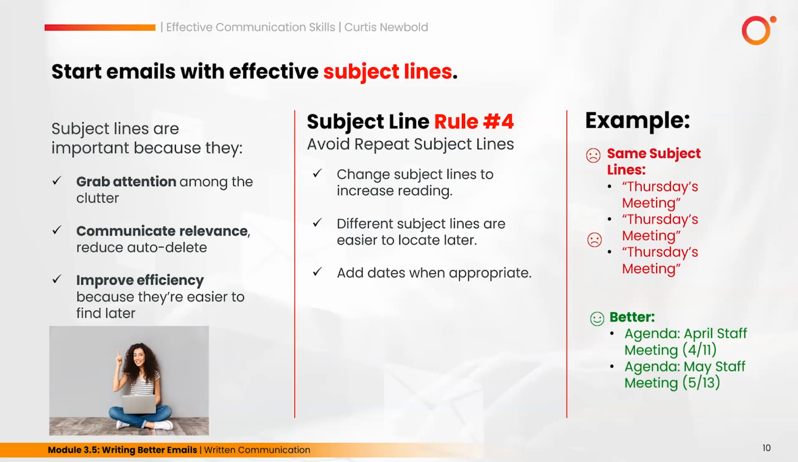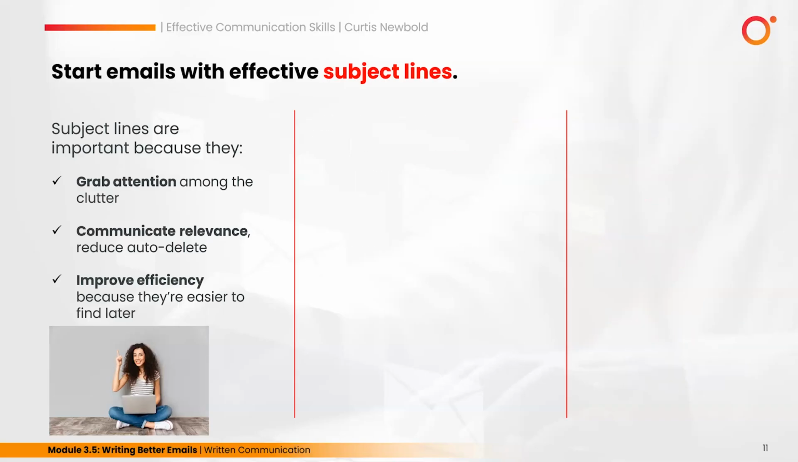So, fix that a little. You can say agenda, April staff meeting, and then put the date, 4/11, or agenda, May staff meeting, 5/13. So that's more specific and clear. You can see there is a modification there with the date and the name of the month, but we're getting some adjustment in those phrases there. It's going to be a little bit better.